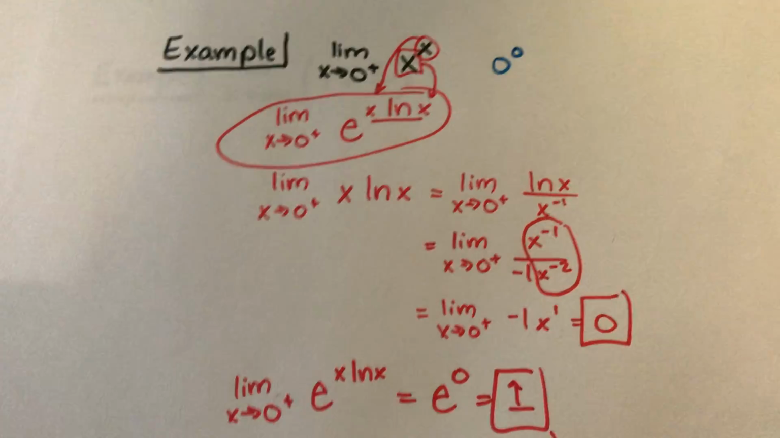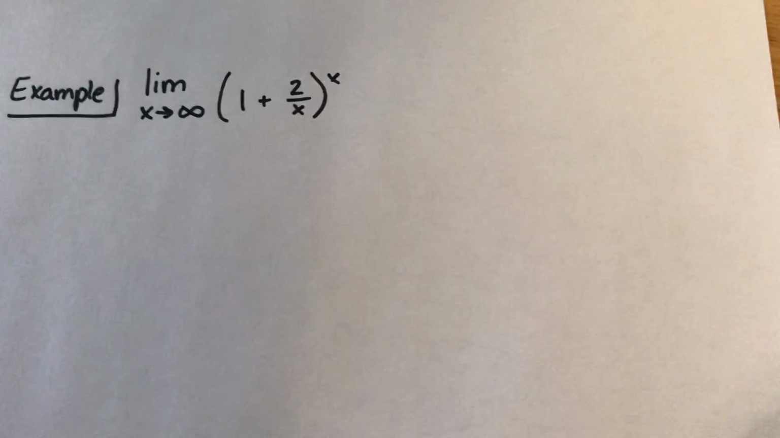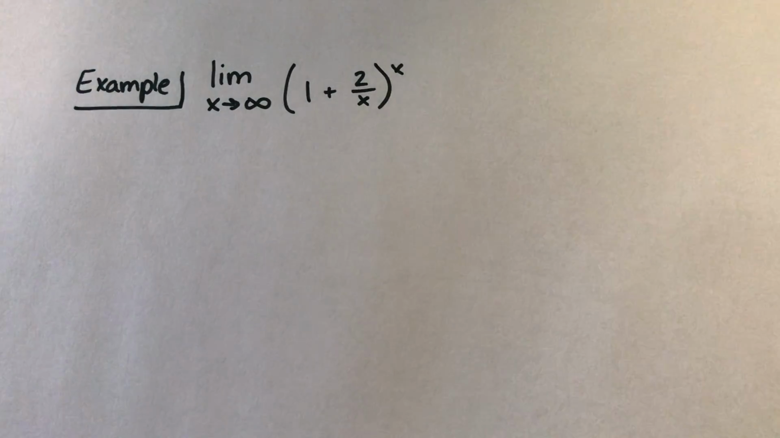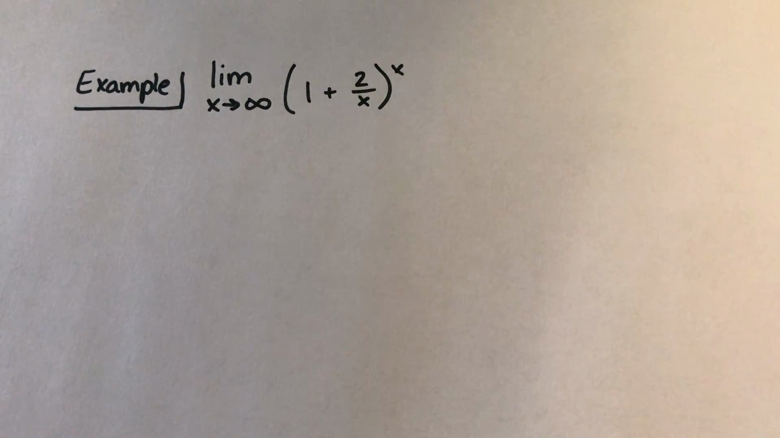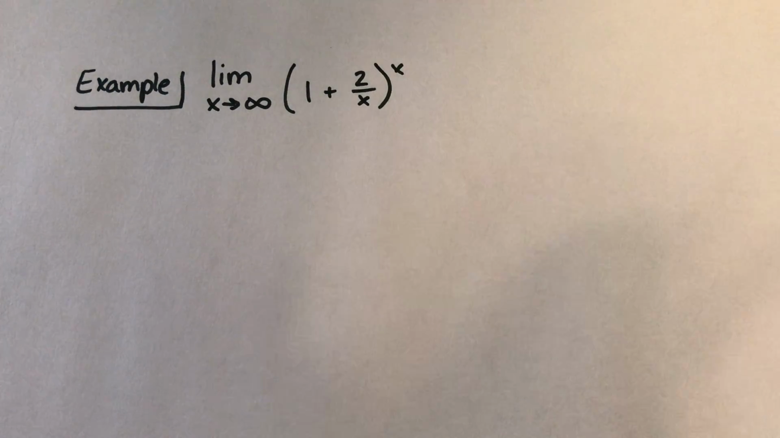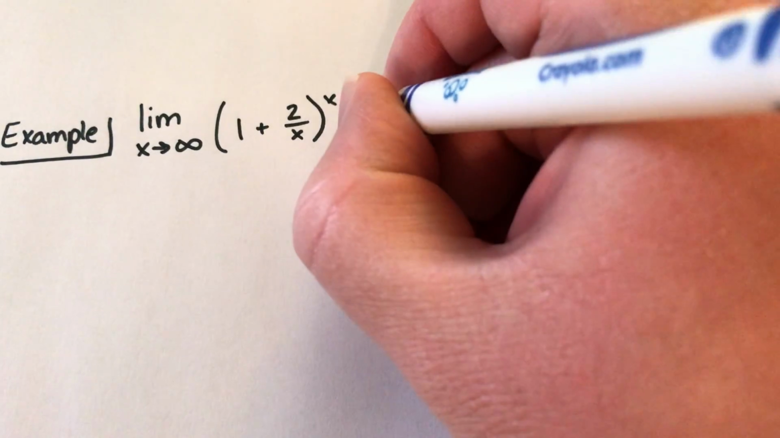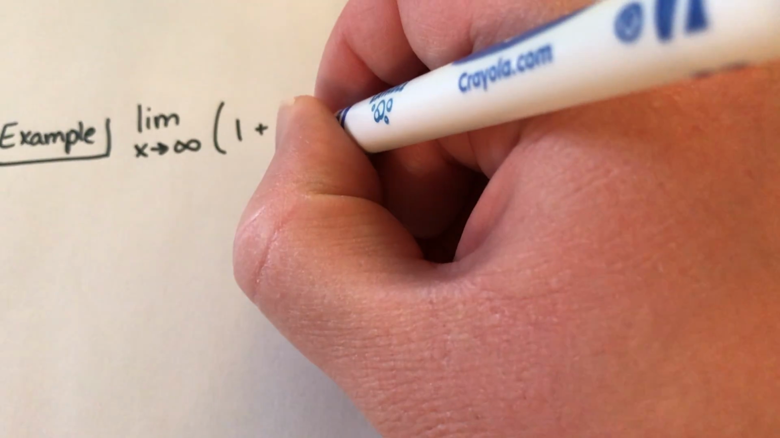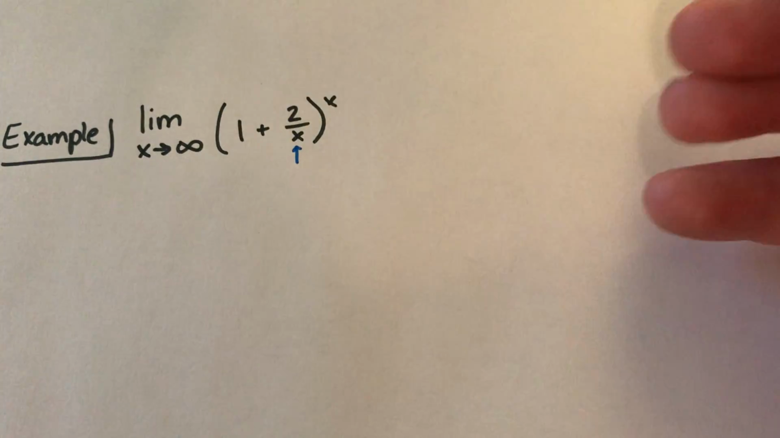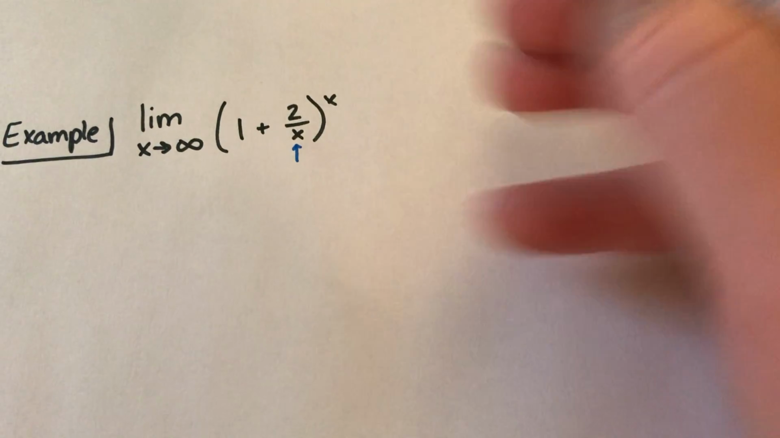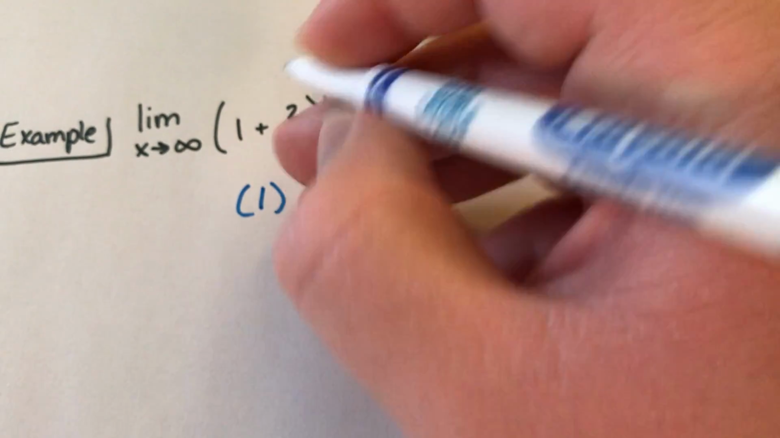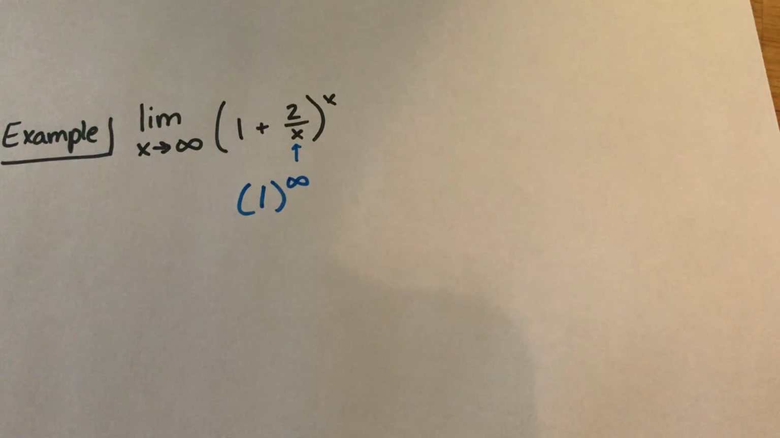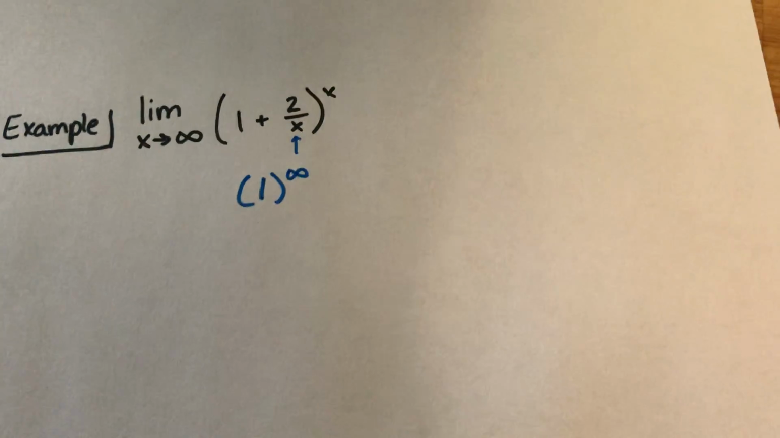Okay. All right. I got one more example. We've got the limit as x approaches infinity of 1 plus 2 divided by x to the x power. Again, please verify that this is in fact the appropriate indeterminate form. Well, if you try to make this x go to infinity, that's going to turn into 0. So it's 1 plus 0, which is 1, to the x as it goes to infinity. So we've got 1 to the infinity as our indeterminate form.